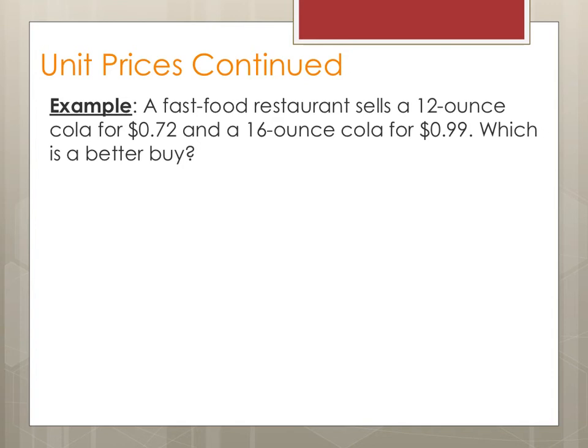Let's do a unit price example. A fast food restaurant sells a 12-ounce cola for 72 cents and a 16-ounce cola for 99 cents. Which is the better buy? Alright, so to do this, we want the price per ounce. Okay, so we're going to take the cost and then divide by the ounces.